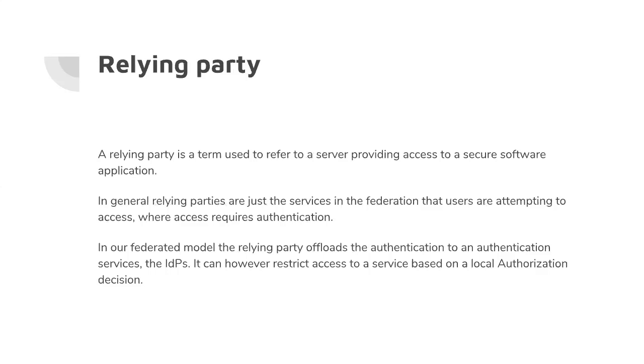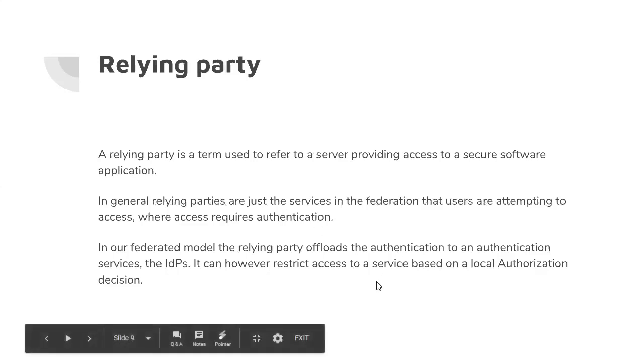In our federated model, the relying party offloads the authentication part to an authentication service, such as an IDP. It can, however, restrict access to services based on local authorization decisions. So authentication is offloaded to the IDP, authorization is done at the service, because it's the service that knows who should be accessing what part of the service.